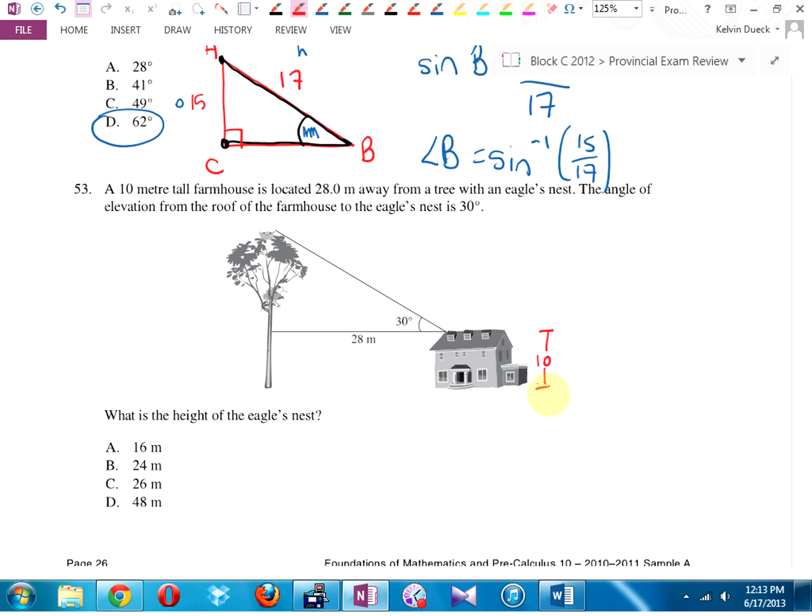What if they had said angle of depression? That would be from my eyes straight down, which wouldn't make much sense in this question. You'd be somehow looking at the bottom of the tree. But, yep, keep going. From the roof of the farmhouse to the eagle's nest is 30 degrees. What do they want me to find?